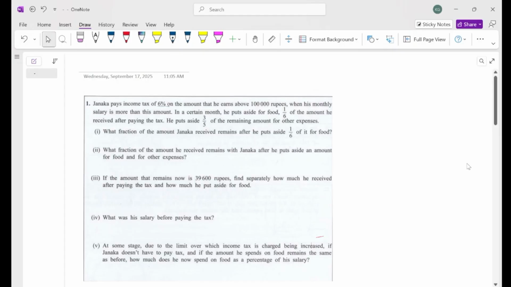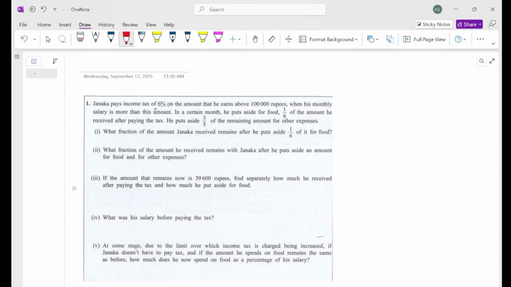Let's discuss question number 1 of part B of the 2024 Mathematics paper 1. Okay, so let's start. Janaka pays income tax of 6% on the amount that he earns above 100,000 rupees.